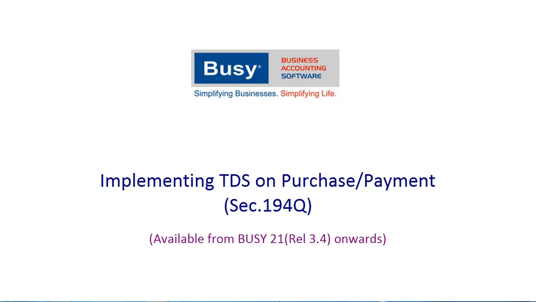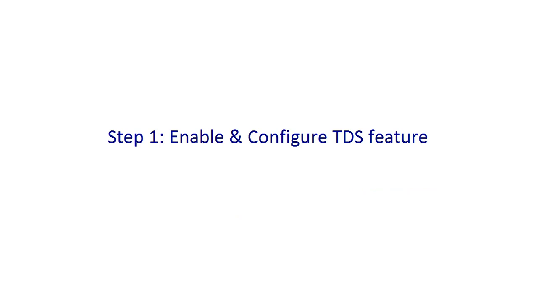Please note that TDS in Busy is PAN based. That is, if you have multiple parties with a single PAN, which is possible in case a party has multiple branches and all the branches have the same PAN number, then Busy will collectively consider all purchase or payment transactions for a single PAN. So, to implement TDS in Busy, our first step is to enable and configure the TDS feature.